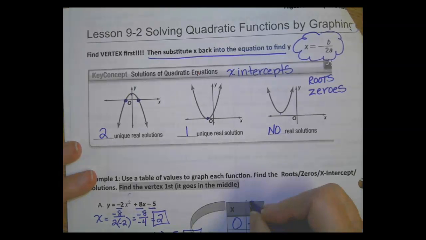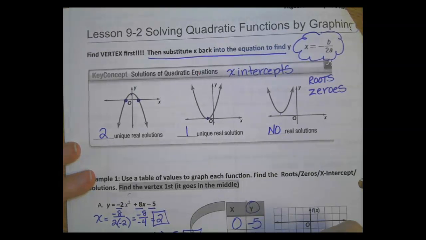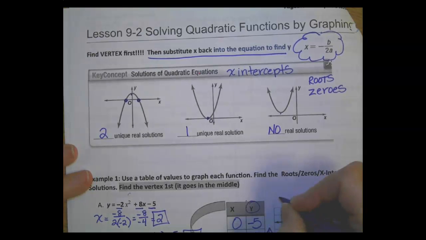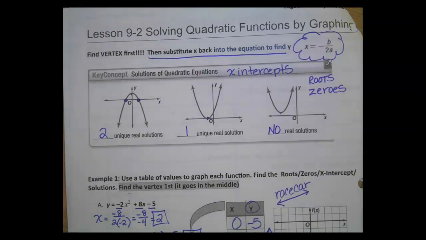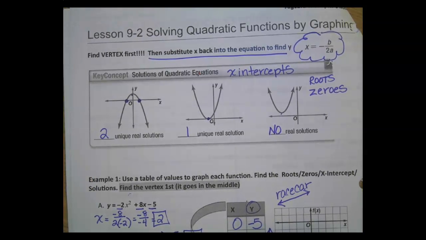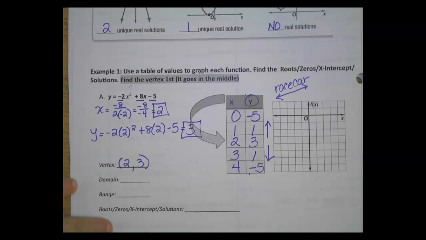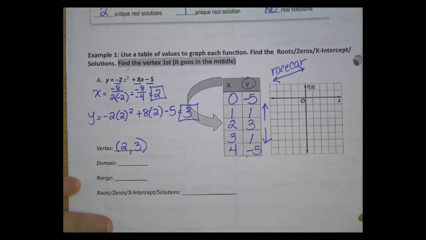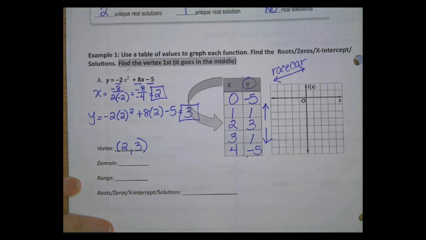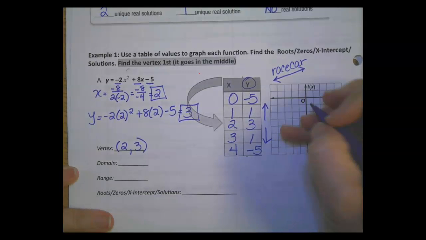Notice here that this is like one of those palindromes, like the word racecar, where you can read it this way or this way. You start at that vertex, and then it goes that way, and then it repeats itself going that way. That's because of the shape of a parabola. So let's go ahead and plot these.